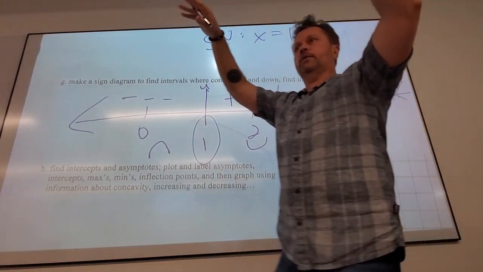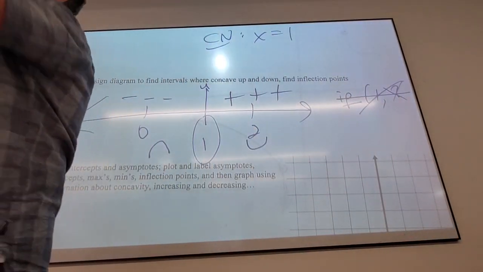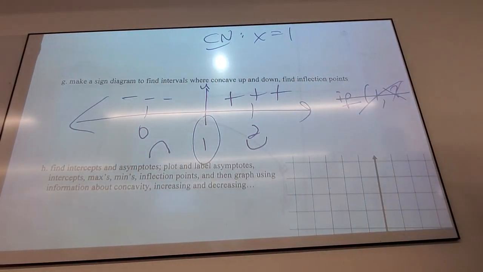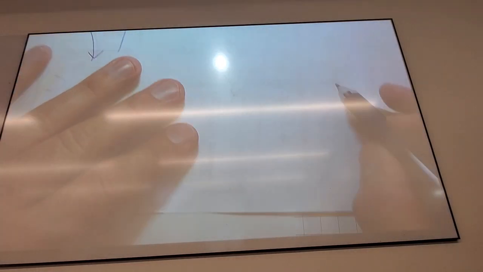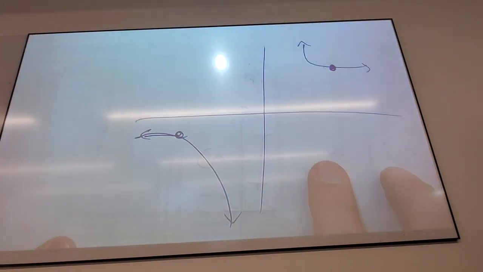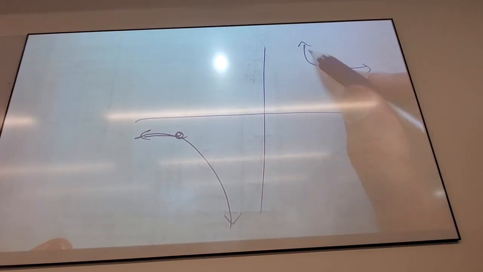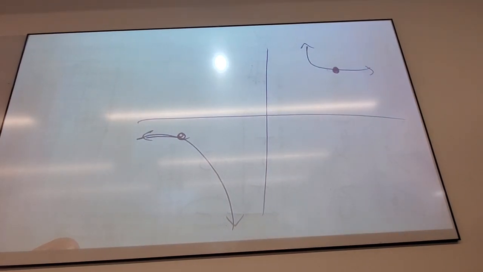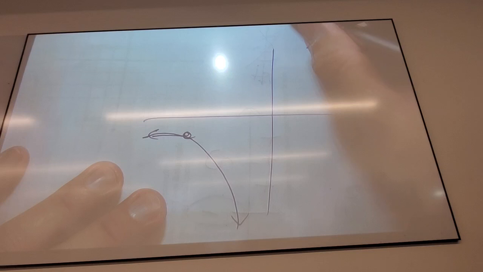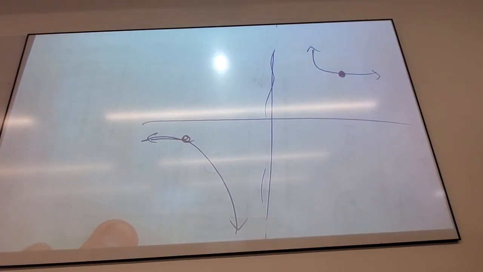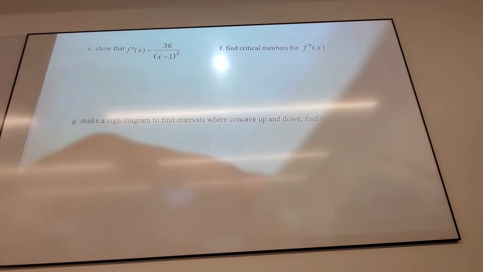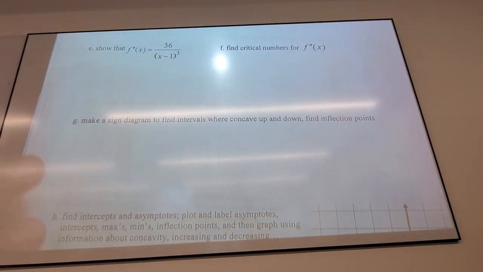I really want to make sure you understand this. A really easy example of this is here. I already drew it. What's the concavity here? Down. And what's the concavity here? Up. But there's no inflection point because it happened around some weird asymptote. That's exactly what's going to happen here.